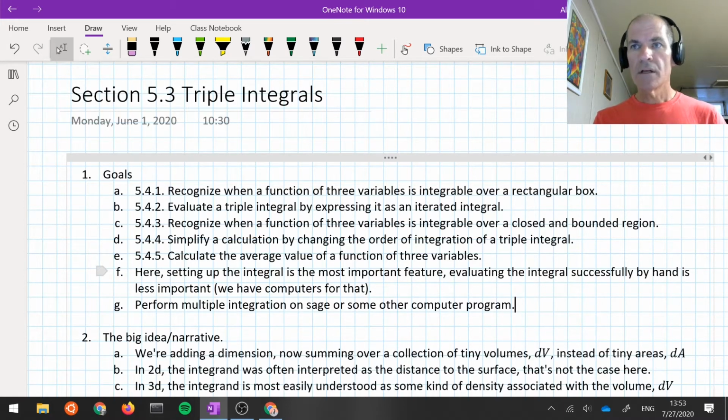Less important, you need to understand conceptually how to do it and how, in very simple cases, to compute a double or triple integral by hand, but mostly I'm looking at you setting it up and then jumping over to a computer program to evaluate.